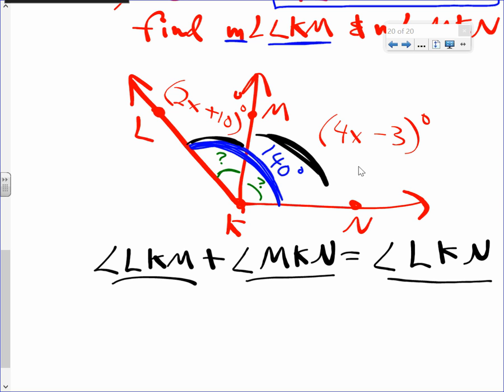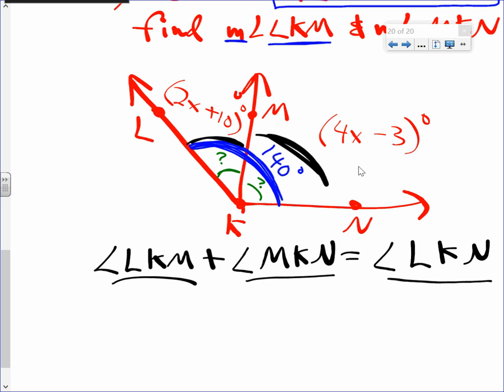Watch this. Look what Mugia is going to do now. Underneath every angle, I'm going to substitute what the angle is in degrees. How many degrees is LKM? Can someone tell me how many degrees it is? LKM? Yes. Say at least maybe 30, 40. But it's actually telling us what degrees it is.